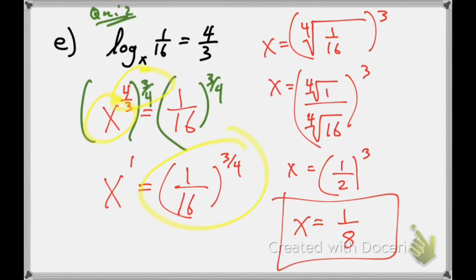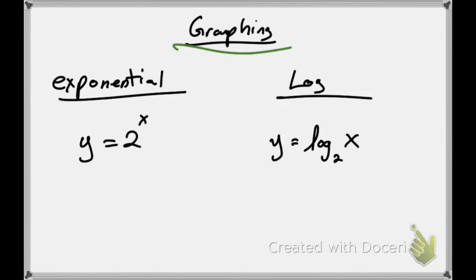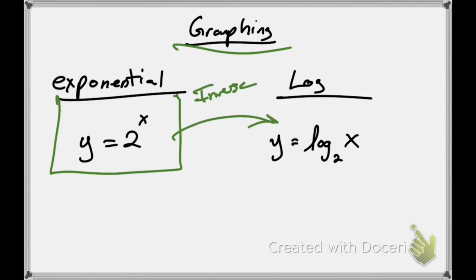Alright, so last topic is graphing. How do I graph logarithmic functions? So the key here is that you have to know the inverse. So basically what we're going to be looking at is, if I have an exponential function like this, the inverse is going to be this guy right here.